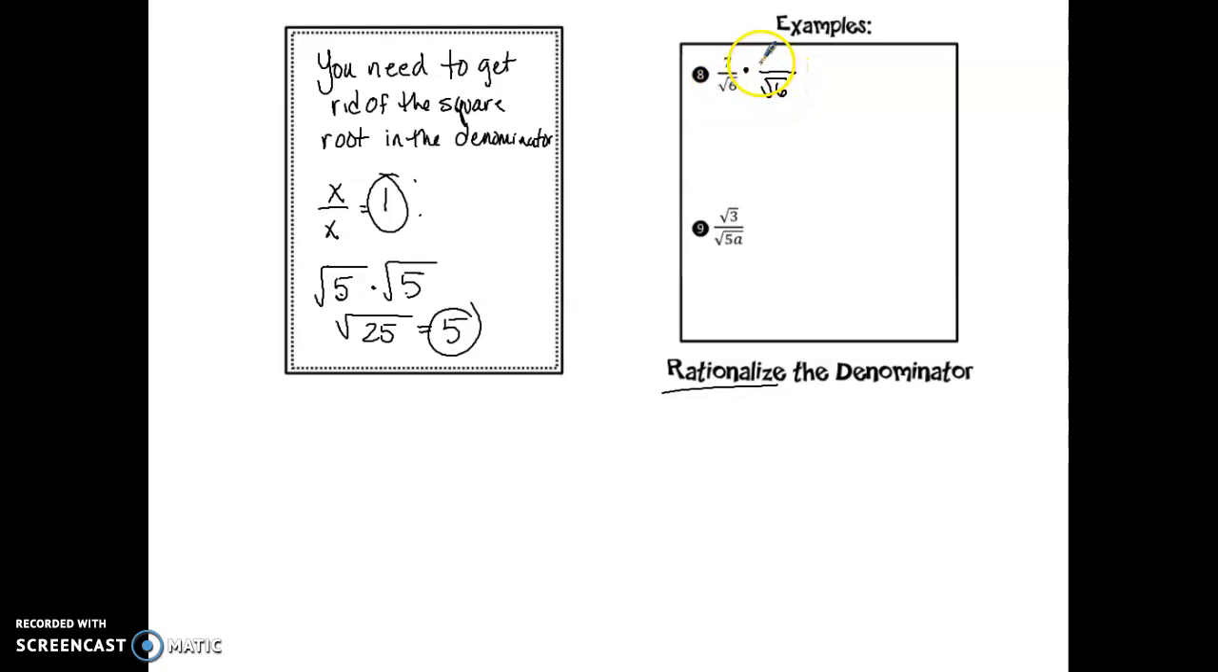But if I do that to the bottom, I have to do it to the top. This is like multiplying by 1, so it's not actually changing anything. It leaves you with 7 times the square root of 6, but the square root of 6 times the square root of 6 is the square root of 36. Oh, wait, that's now a perfect square, so I can simplify it to just 6. So to rationalize, we're getting rid of the square root sign in the denominator.